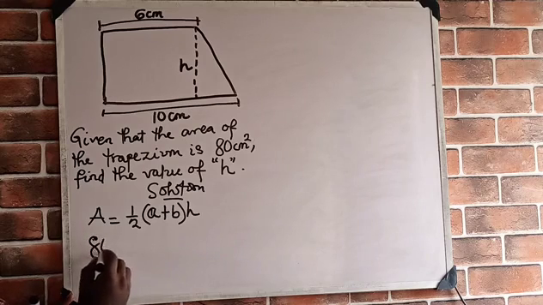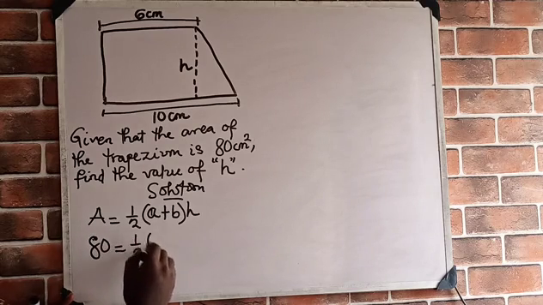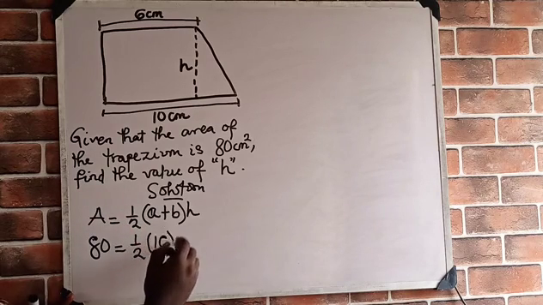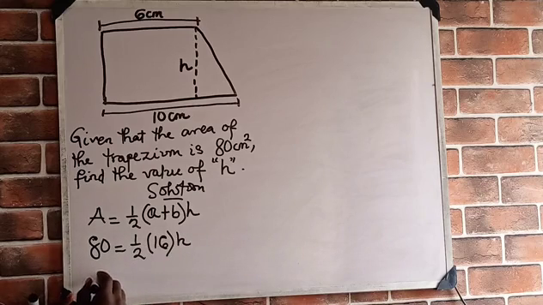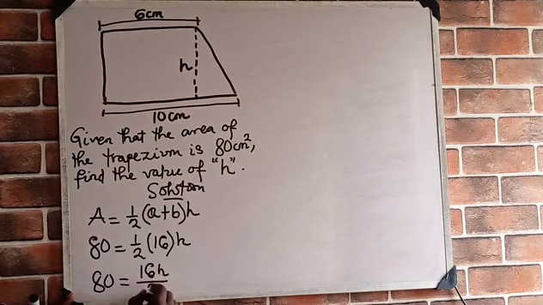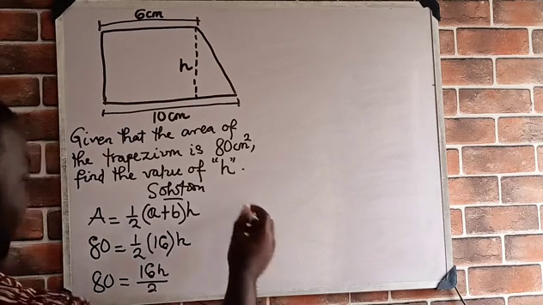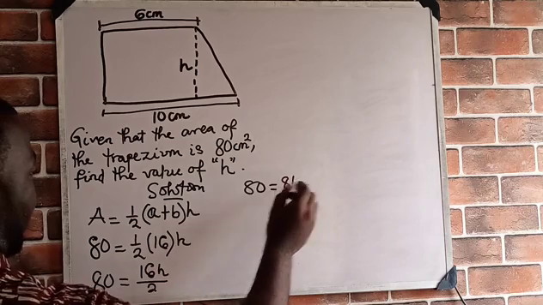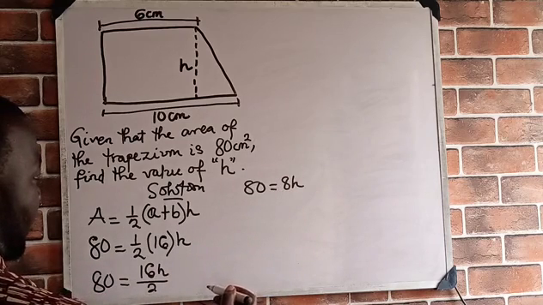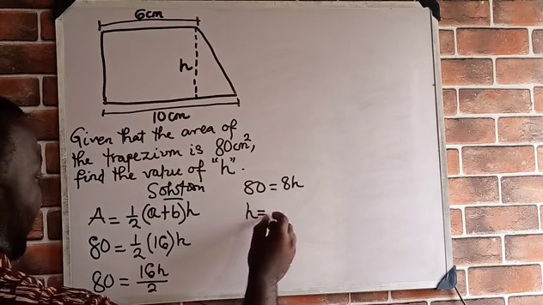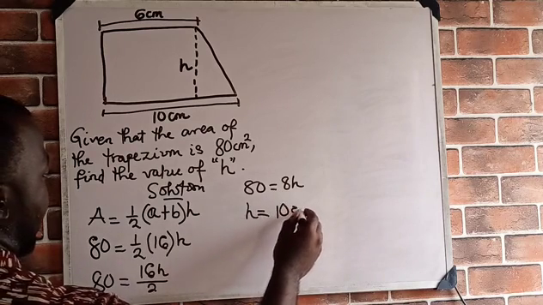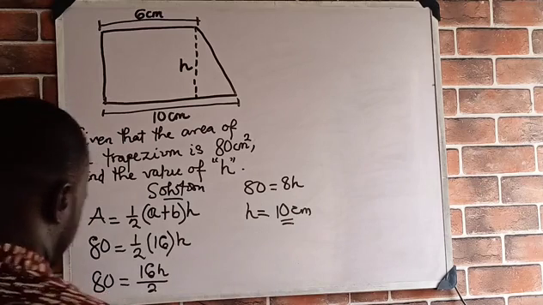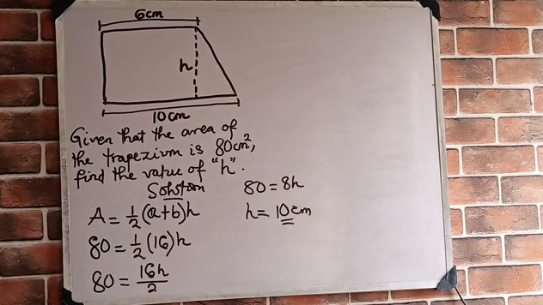And my area is given by 80, 1 over 2 times the a plus the b, which will give me 6 plus 10, being 16, times my h, giving me 16h all over 2. That will give me a value of 80 equals 8h. Dividing both sides by the coefficient of h, that's dividing both sides by 8, I will get my height to be 10 cm.